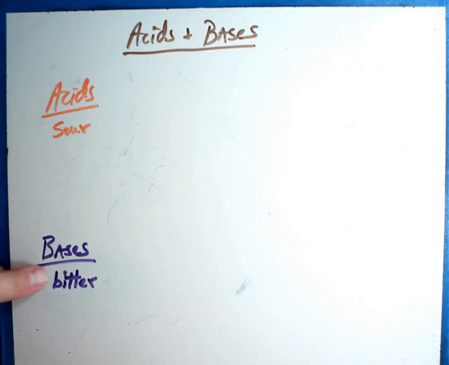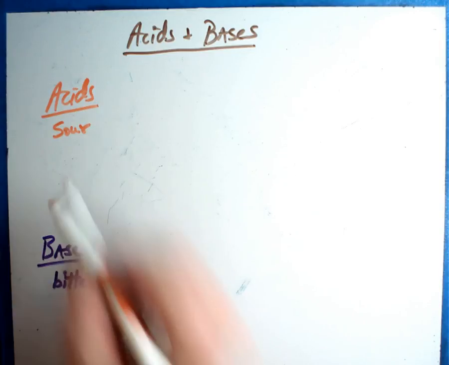Bases are bitter. Some students struggle with the difference between sour and bitter. Bitter is more like dark chocolate. Now you may like milk chocolate like a Hershey bar, but I'm talking about really, really dark chocolate. It has a really bitter taste. The darker it is, the less sugar. So chocolate itself has a very bitter taste. So acids are sour, bases are bitter.